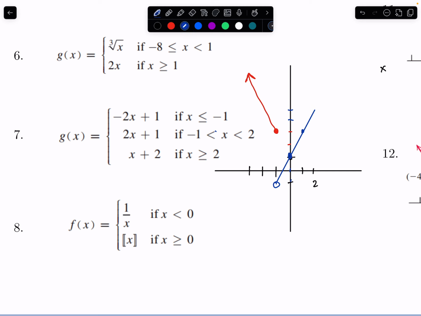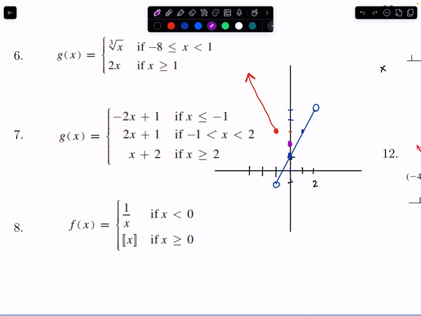And this one should have been open circle as well, because these are strict inequalities here, so I'm not including those boundary points. Okay, lastly, x plus 2 for x greater than or equal to 2. So I'm going to do that in a third color. Blue plus red makes purple.